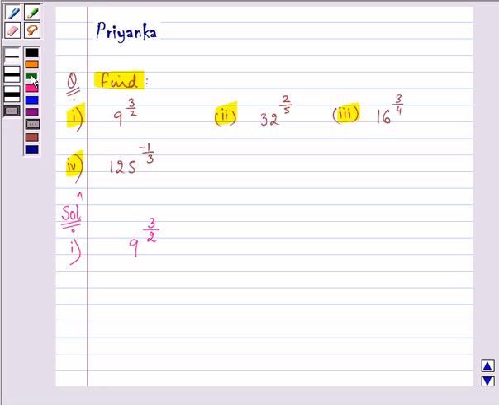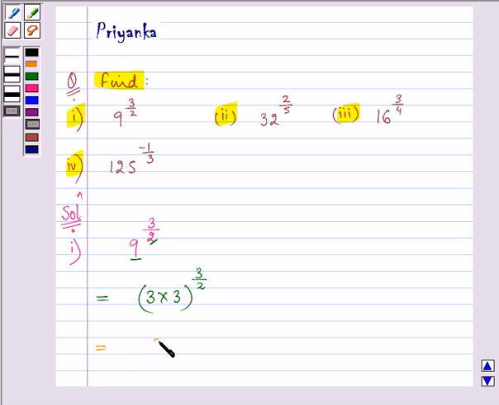Now in this type of question we always look at the denominator of the exponent and then express our base as a square of that number, since we are given 2 as the denominator of the exponent. So we can write 9 as 3 multiplied by 3, right? And the exponent will remain the same.